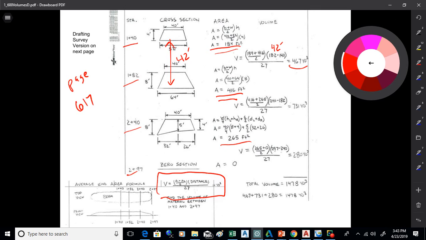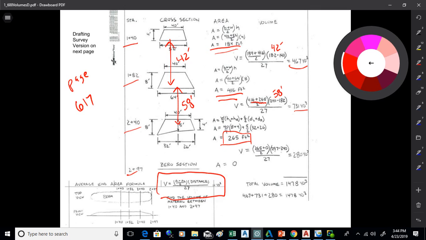And I repeat that process. Every time I've got a new section, I do that again. So this area here is 265, so that's 416 plus 265 over 2 times the distance, which is 240 minus 182, that's 58 feet, over 27, 731.